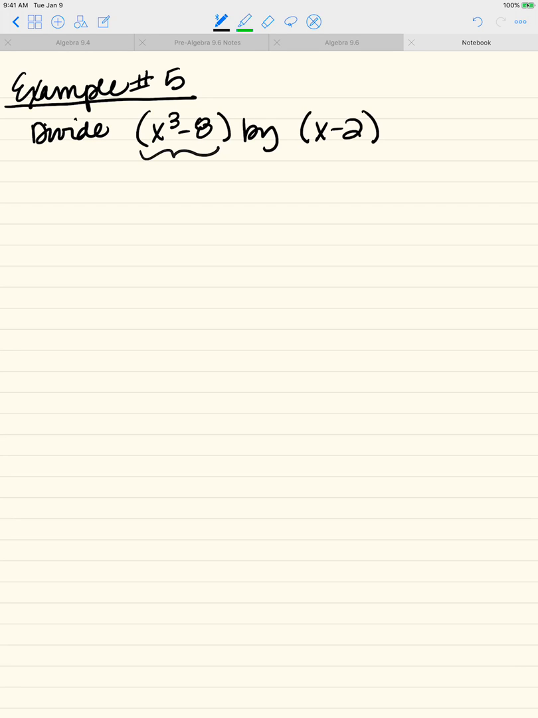X to the 0 is just 1. So we have an x cubed term, and we in essence have an x to the 0 term, okay? You need to have an x to the 2 represented also, and an x to the 1 represented also, in order to make the long division work, okay? How are we going to do that? Check it out. It's not hard, okay?